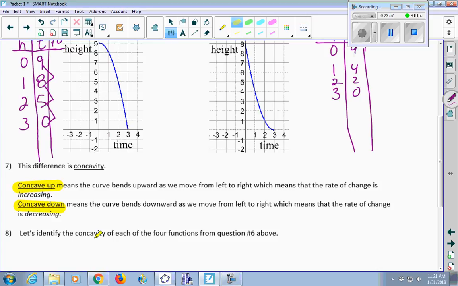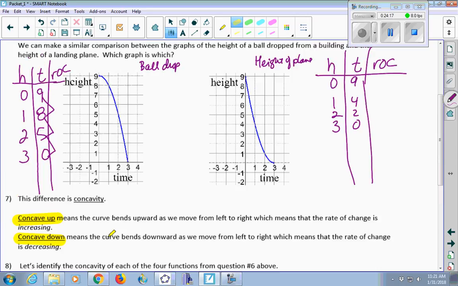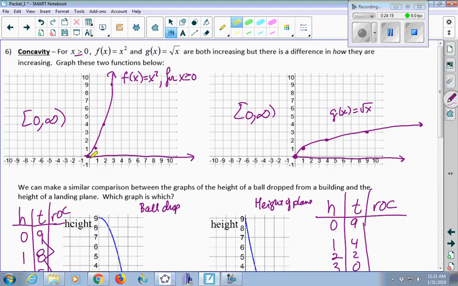So we say that a concave up curve bends upward as we move left to right. It bends upward, and this means your rate of change is always increasing. Let's see if we can identify which of these curves out of the top 4 are concave up. Would you say that this is bending upward? Yes, so this is concave up as we move left to right.